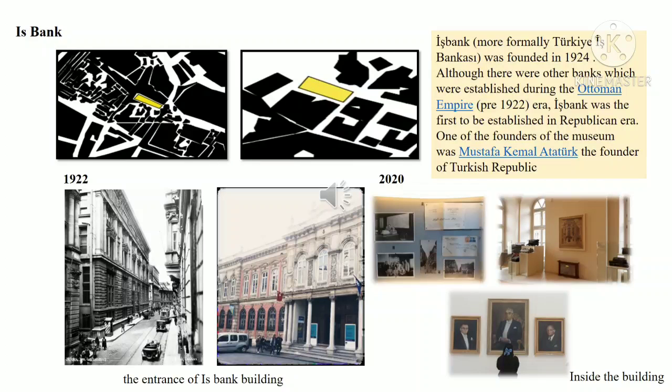The first building I chose is ARCH Bank. ARCH Bank was founded in 1924. Also, there were other banks which were established during the Ottoman Empire. After 1922, ARCH Bank was the first to be established in the Republic era. One of the founders of the museum was Mustafa Kemal Atatürk, the founder of the Turkish Republic. We can also see the urban morphology in 2 different periods, 1922 and 2020. The entrance of each bank building, the figure to the left is from 1922 and the figure to the right is from 2020. And there are also 3 figures inside the building.